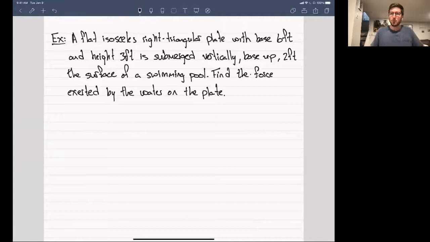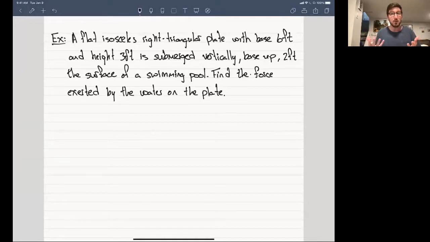Okay, so again, imagine you've got a big swimming pool, maybe in your backyard or something like that, and you take this right angle isosceles triangle. It's got base 6 feet, and it's got height 3 feet. You submerge this thing in the pool vertically, right? So it sort of sets up a wall in the middle of the pool. Now the question is, what is the force exerted by the water on this plate?